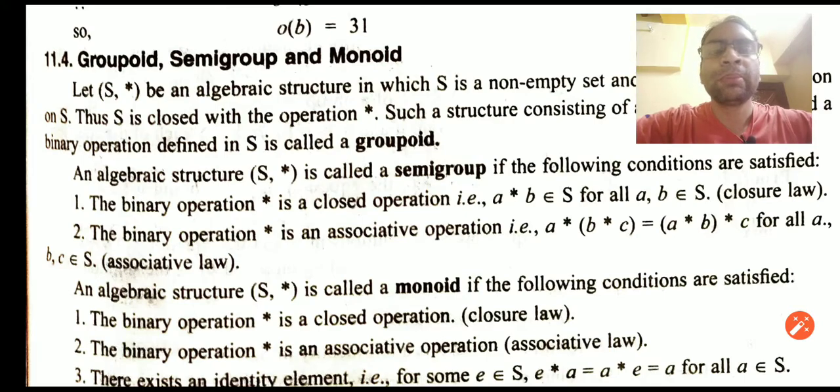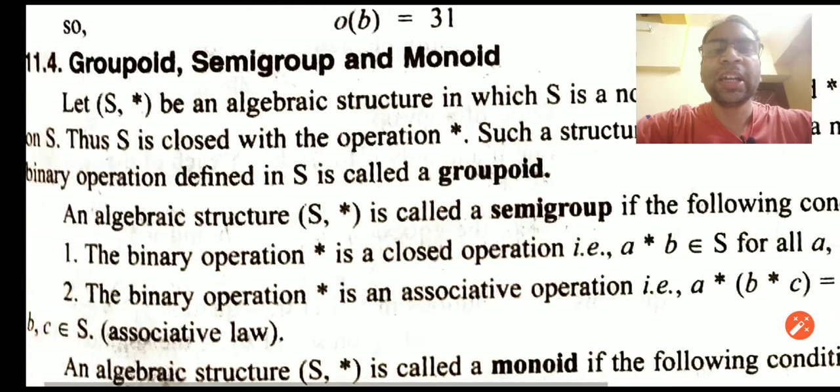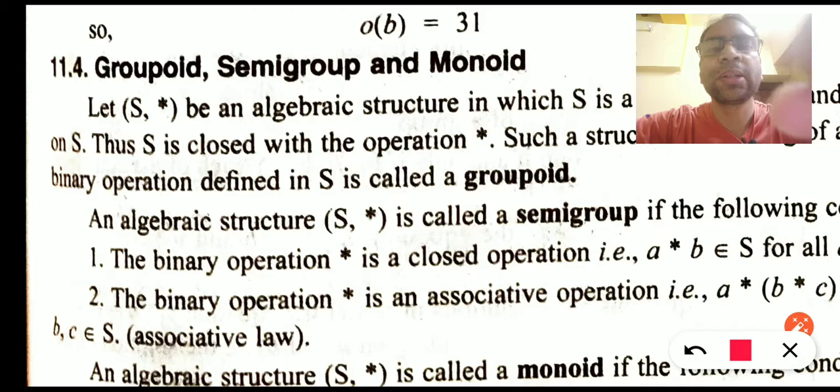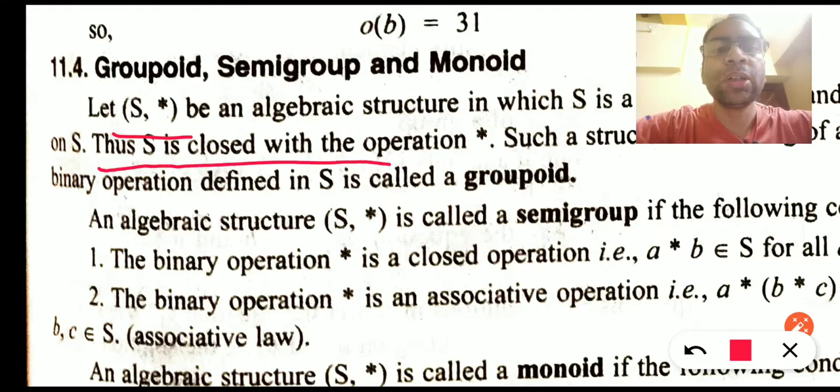By definition, any algebraic structure, that is an algebraic structure with some set S and some operation asterisk, if this algebraic structure is closed with the operation asterisk, then it will be called a groupoid. So any such structure, that is S comma asterisk, which is closed with the operation asterisk, is called a groupoid.